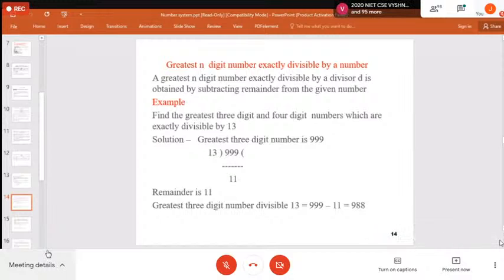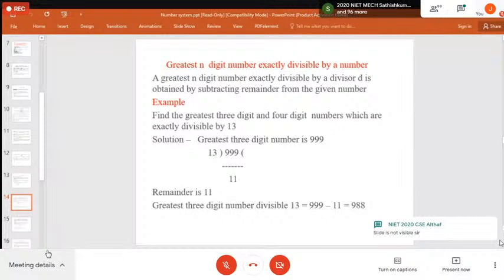The greatest n-digit number exactly divisible by a divisor is obtained by subtracting the remainder from the given number. Follow the example: find the greatest 3-digit number and the greatest 4-digit number which is exactly divisible by 13. I will explain this example with the solution.